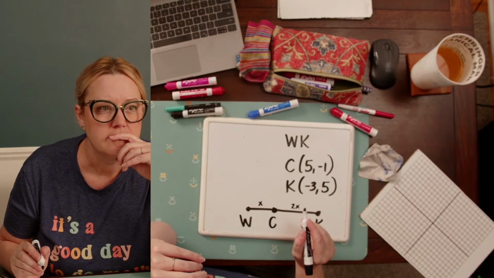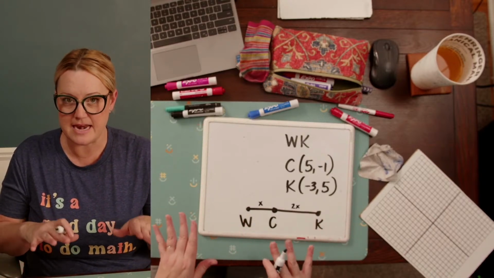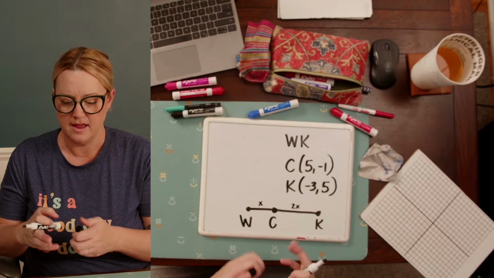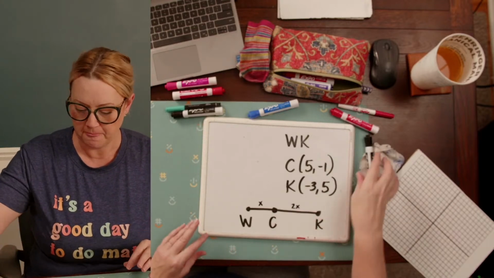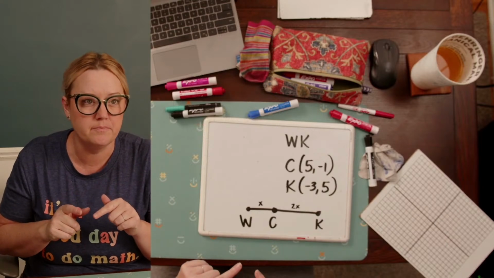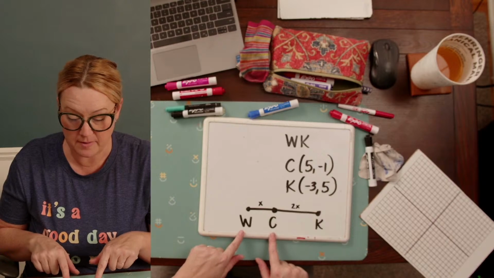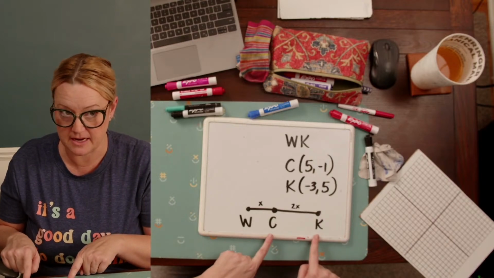Okay? So now that we've mapped this out, now let's move to the grid and figure out these coordinates. But what I'm going to be looking for is that the distance between W and C is going to be half the distance of C and K.